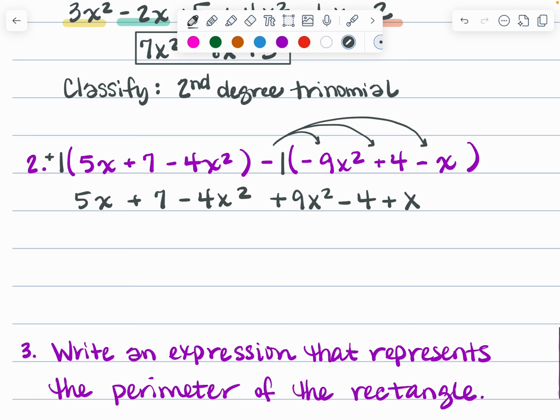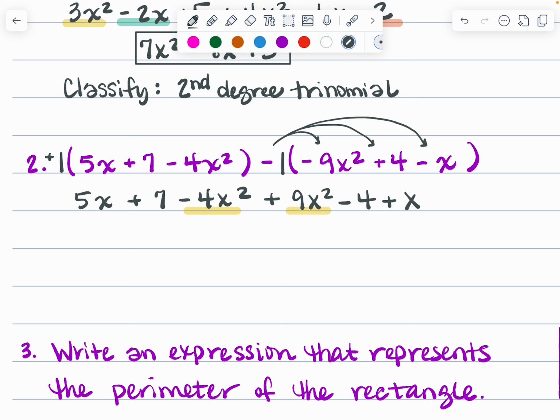And voila, we got rid of all of our parentheses. Let me scooch this plus sign over. There we go. And now we can just combine like terms. And of course, the terms I want to add first are going to be the ones with the highest degree because I want my final answer in standard form.